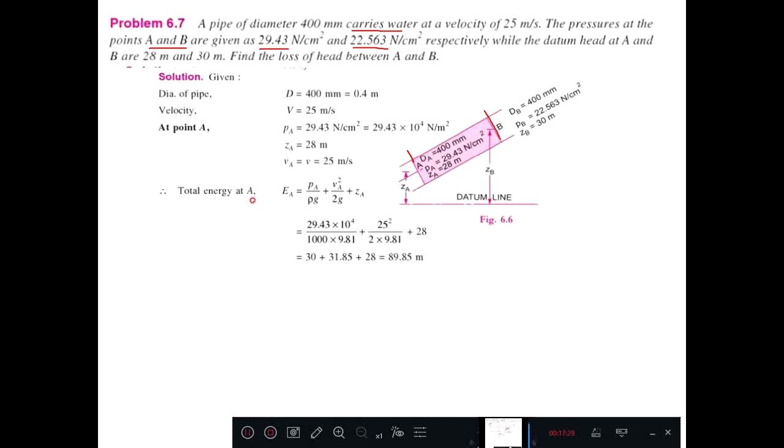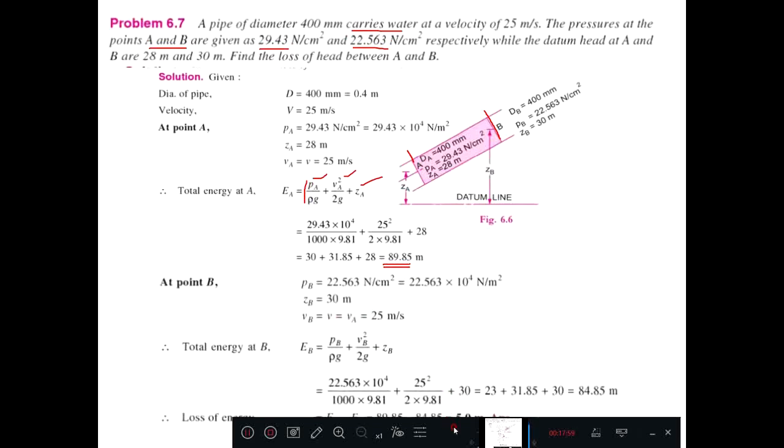Then the total energy at A. You have to calculate the total energy at A. The total energy consists of pressure energy, kinetic energy and potential energy. Here the pressure energy is given, the velocity, or kinetic head, is given, and Z is also given. So all three energies are given, just add them. That becomes the energy at A. So energy at A will be 89.85 meter, which is called the total head or the total energy at A.